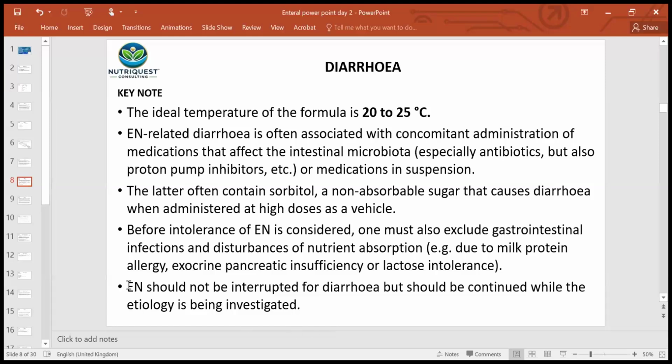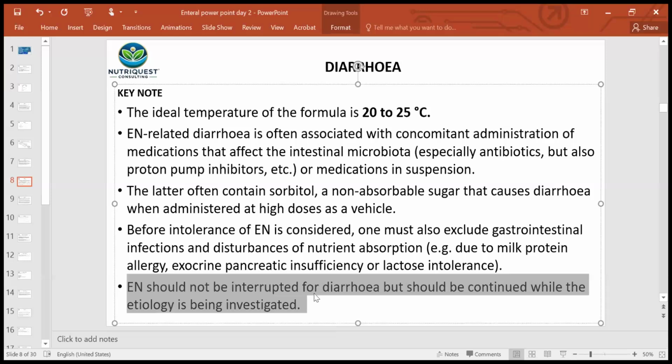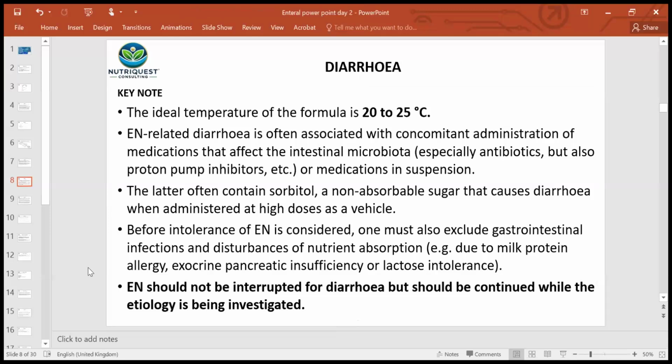By the way, let me just underline this in bold. Please don't stop enteral nutrition because of diarrhea. Do the investigation, follow the flow chart. Because the moment you stop enteral nutrition, that means that patient is going to starve. The patient is going to starve. They are going into refeeding syndrome. You don't want to get into that.